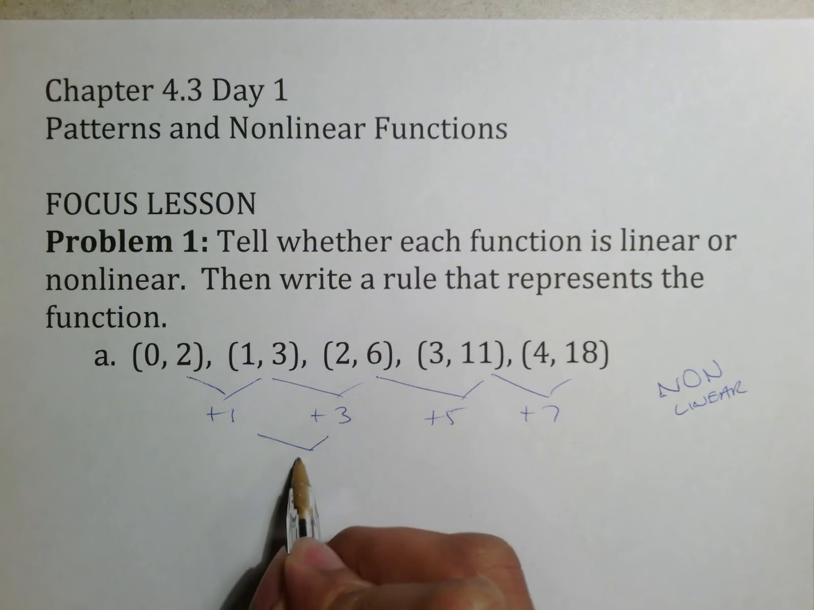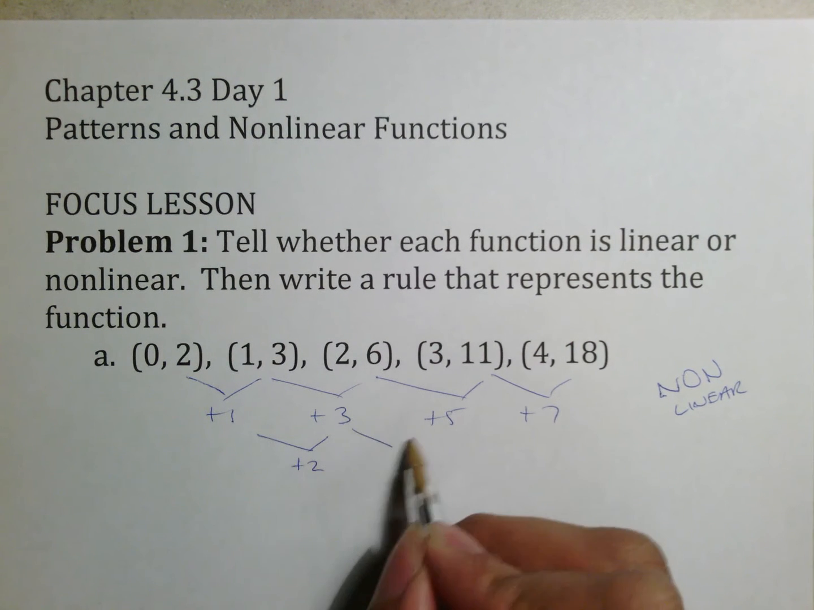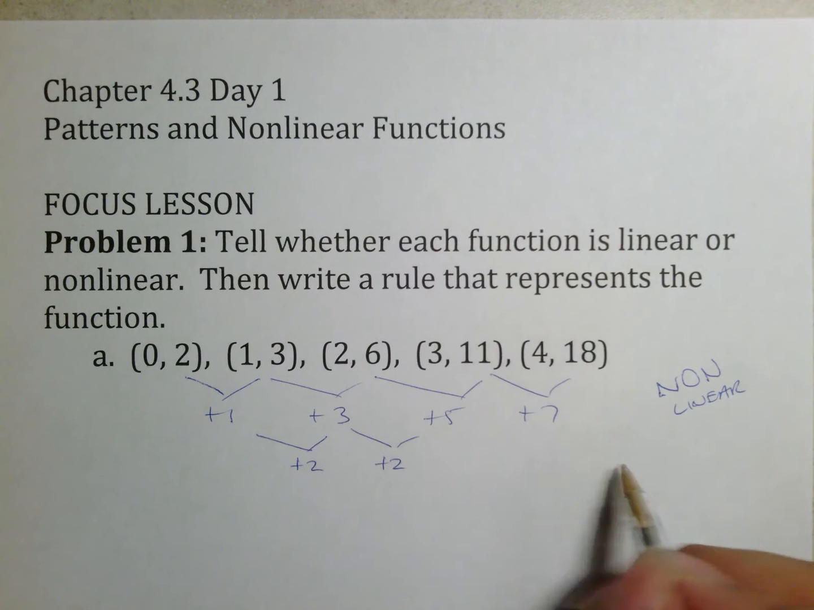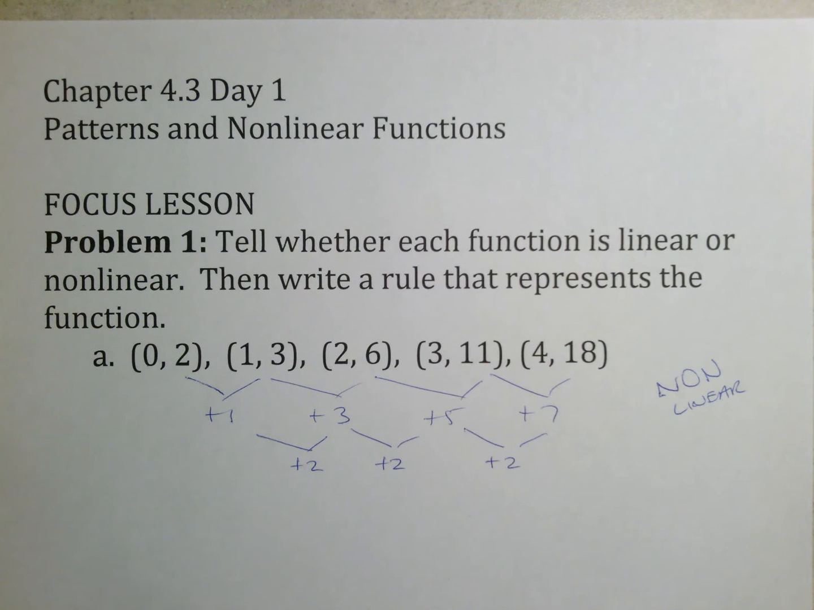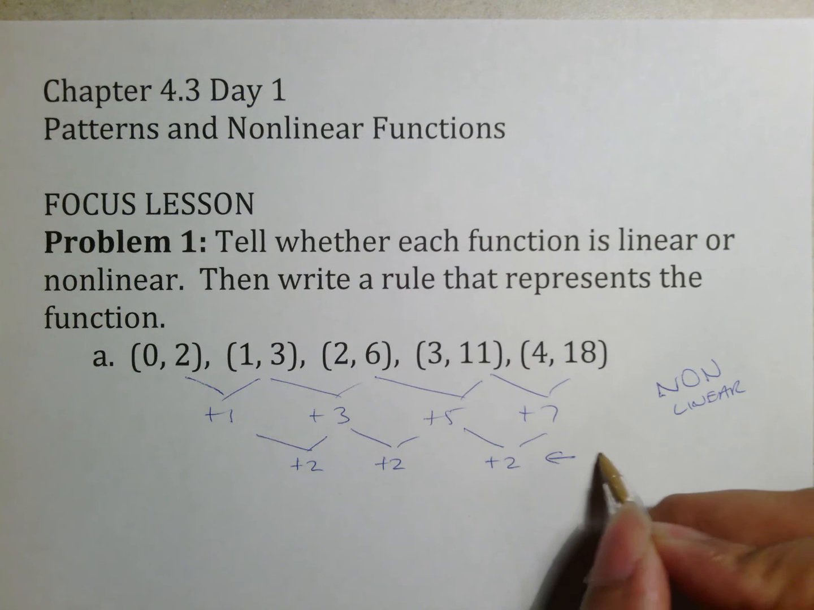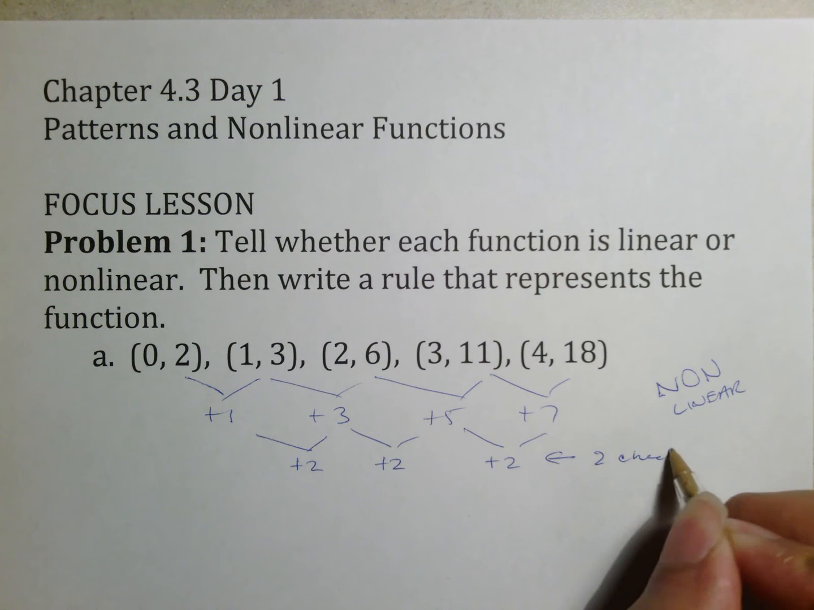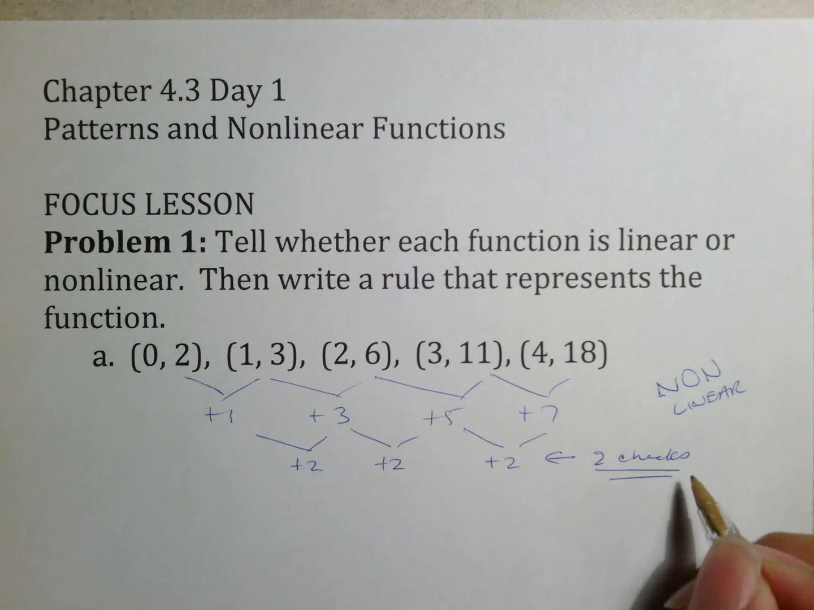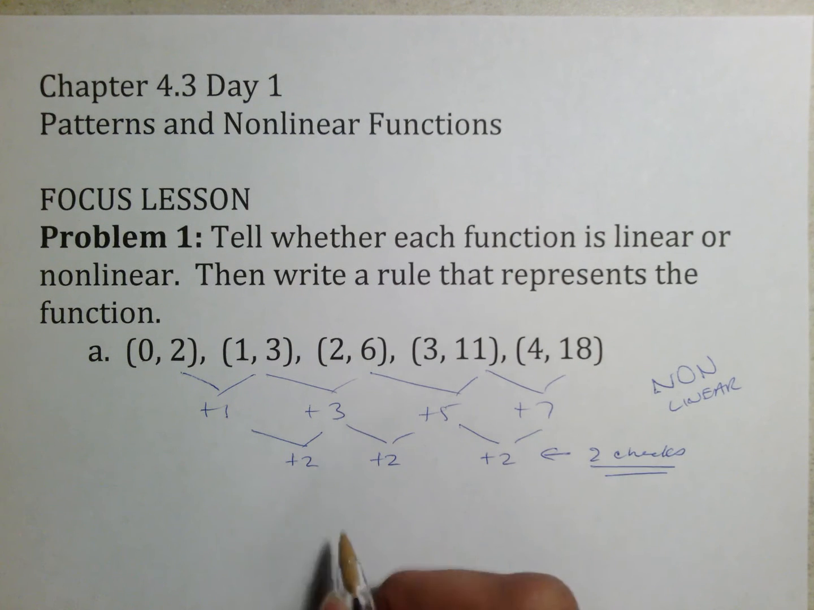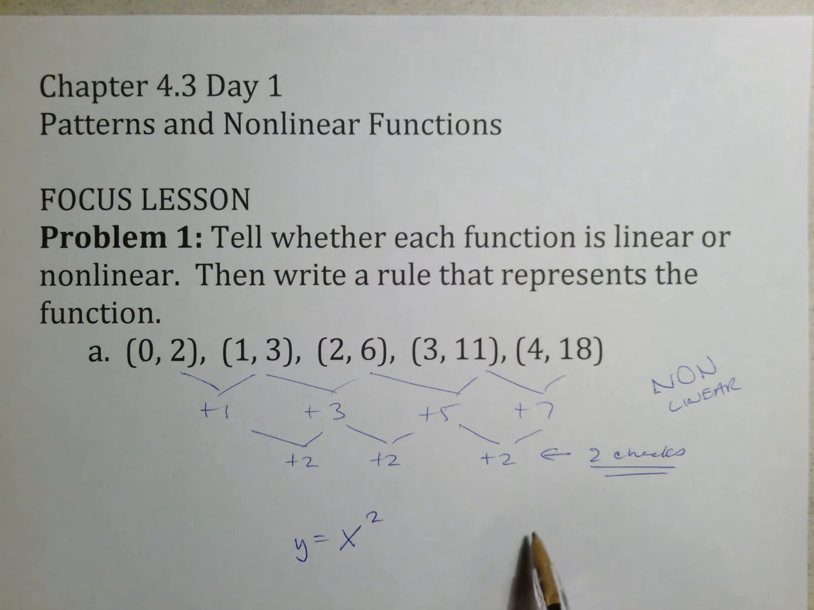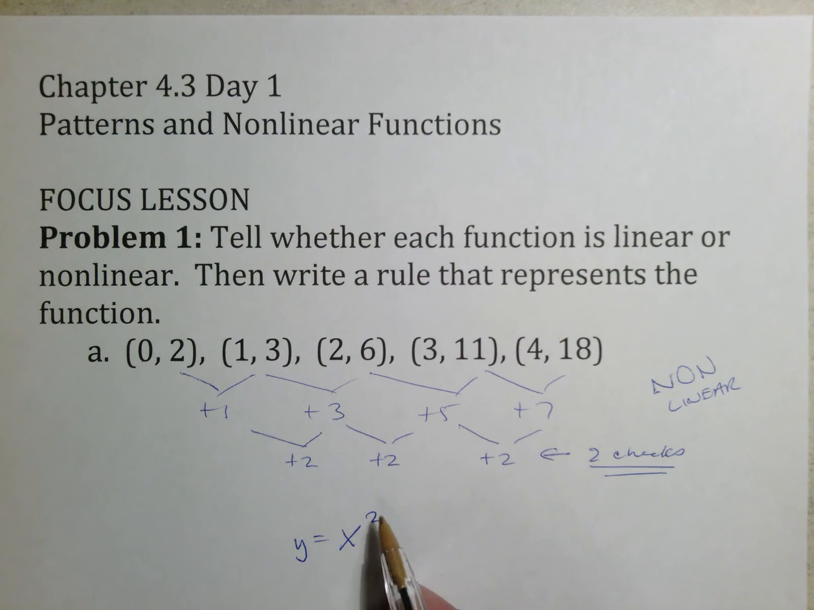1 to 3 is +2. 3 to 5 is +2. 5 to 7 is also +2. And so what I am seeing here is it took 2 checks to find a common difference. And what that means for me now is that the base pattern is y = x squared. How do I know it's y = x squared? Because it took 2 checks.